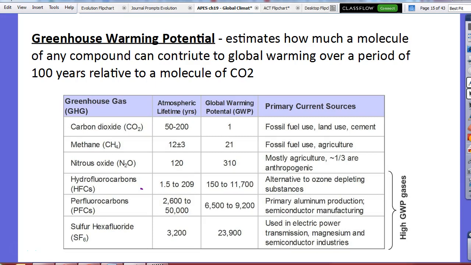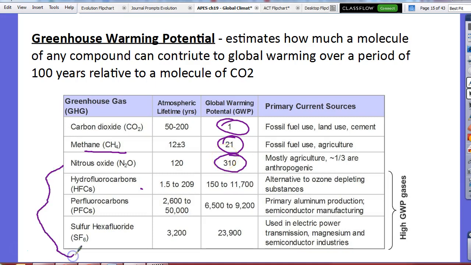So it's always compared to carbon dioxide. And that's why, if you'll notice, CO2 is given a potential of 1, because that's our baseline. And so we compare everything else to carbon dioxide. So with methane, we give it a score of 21, meaning it causes a 21 times greater increase in warming than a single molecule of CO2, because it can last longer and because it can trap more heat. Nitrous oxide is 310.